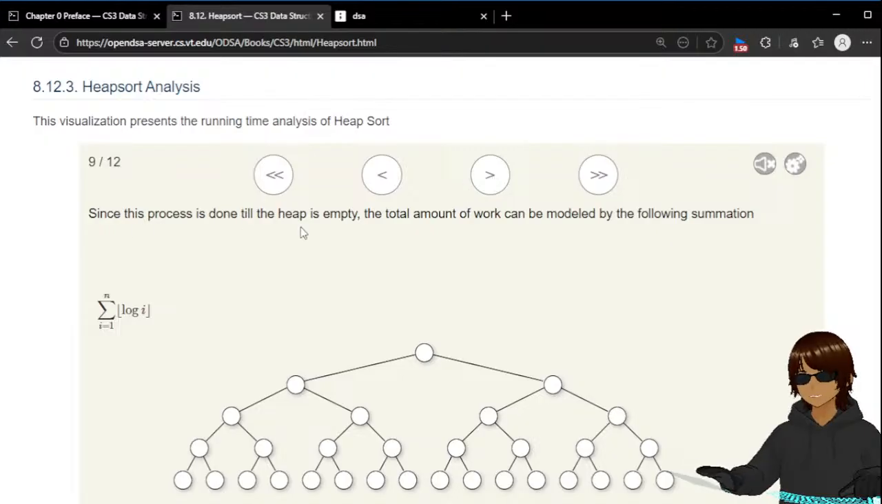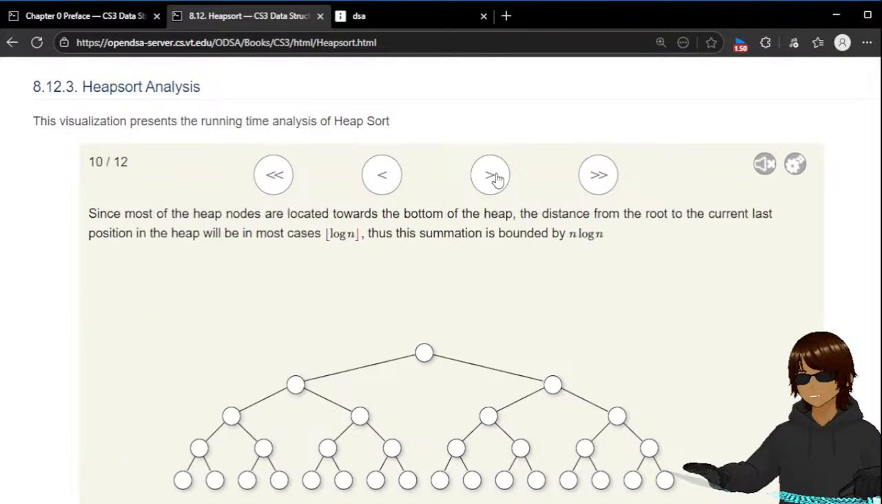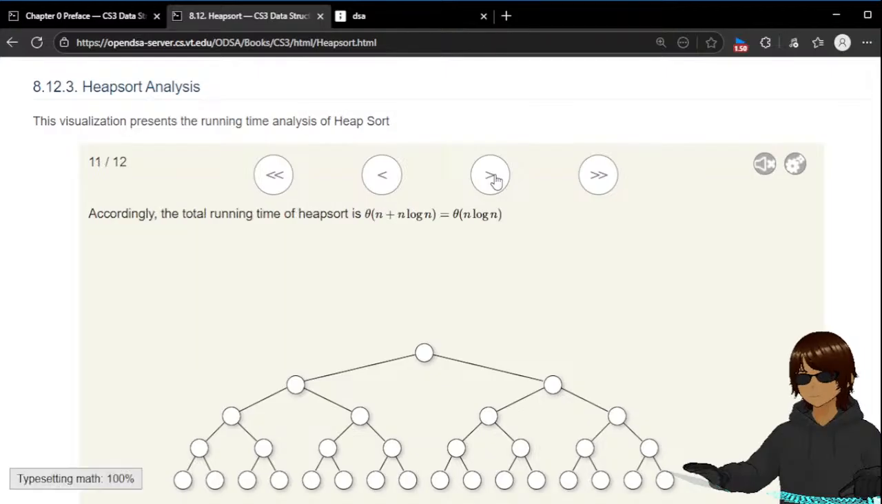Since this process is done till the heap is empty, the amount of work can be modeled by the following summation. Since most of the heap nodes are located toward the bottom of the heap, the distance from the root to the current last position in the heap will be, in most cases, log n. This summation is bounded by n log n. N plus n log n.